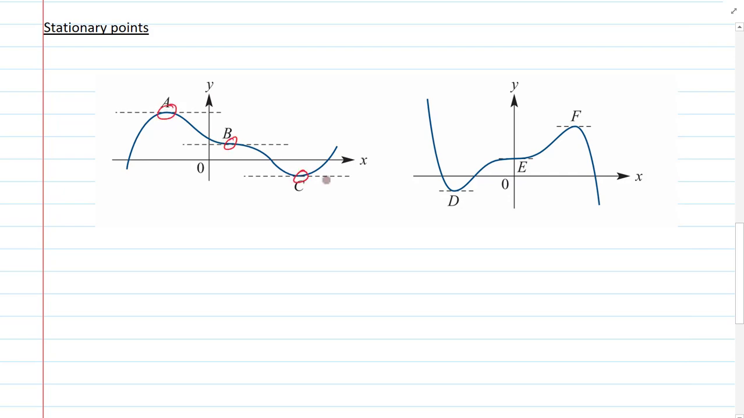on the graph. You can see A, B, C, D, E and F all represent flat sections on these quartic graphs. So they've got potentially, they're quintic graphs because they've got those flat bits. So on these graphs, those flat sections represent stationary points. So I'm going to write that here.